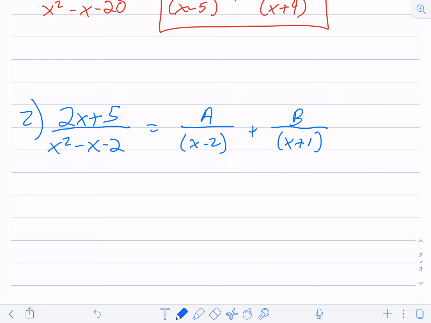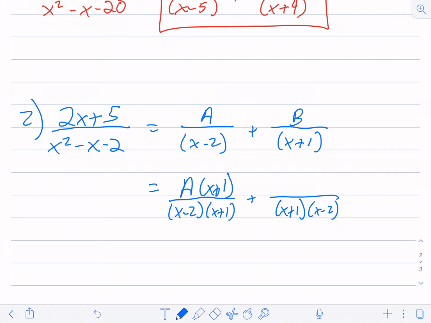Well, if I multiply the a times x plus 1 and multiply the b times x plus 2. So if I break it down a little bit further, in fact, I'll just write the equal sign over here. A times x plus 1, because that's going to be x minus 2 and x plus 1. And then this is going to be x plus 1 and x minus 2. That means b is going to get multiplied times x minus 2, right? So those are equivalent fractions.